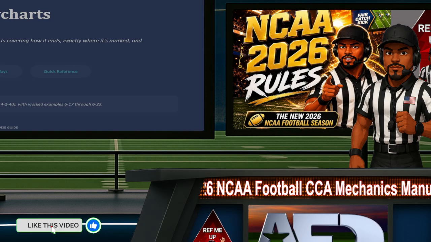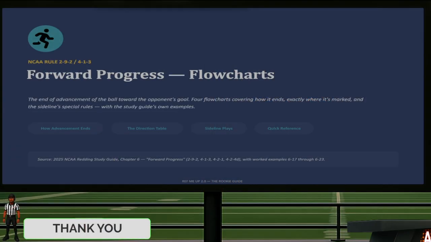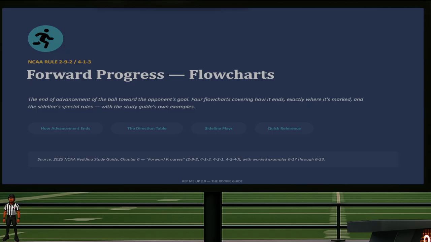Today's topic is forward progress, a definition that applies on virtually every single play in the game. By rule, forward progress is the end of advancement of the ball toward the opponent's goal. We're going to run 4 flowcharts: how a ball carrier's advancement actually ends, how to find the exact spot once his progress is stopped, the special rules for sideline plays, and a quick reference table to tie it all together. Every flowchart pulls straight from the 2025 NCAA Rating Study Guide, with the guide's own worked examples along the way.